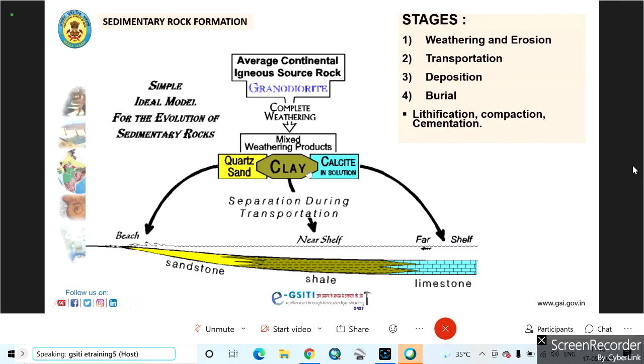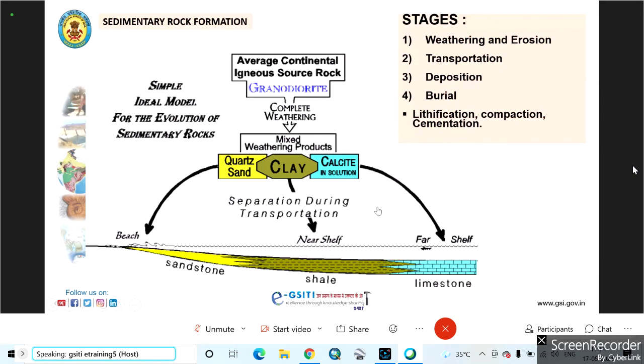As per the availability of space and accommodation, they accumulate and are deposited in a suitable basin, a negative relief area. Here it is shown that the favorable condition for the deposition of quartz sand is the beach, for the clay it is near shelf, and for the calcite in solution it is far deeper in the shelf, and that forms the limestone, shale and sandstone.